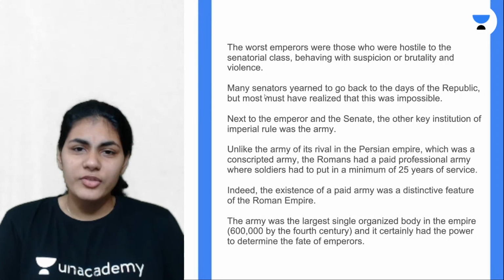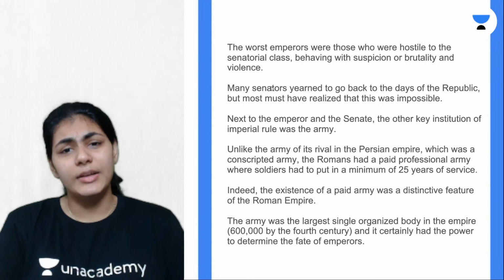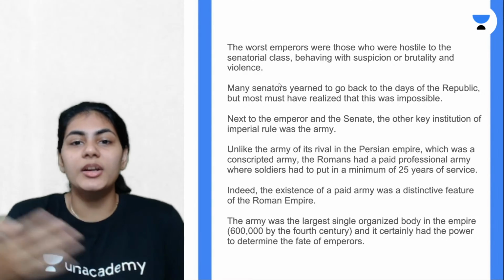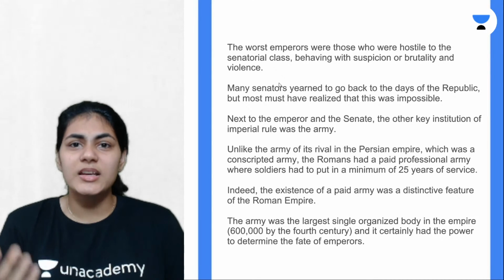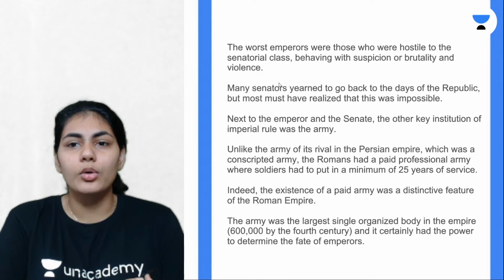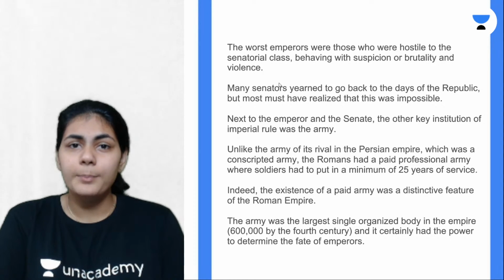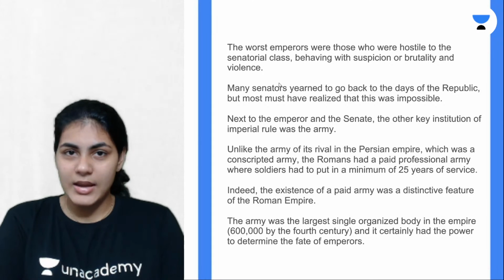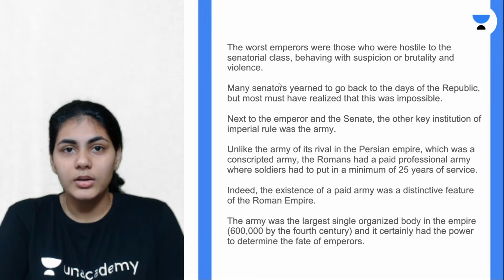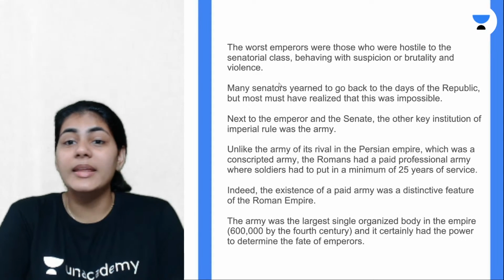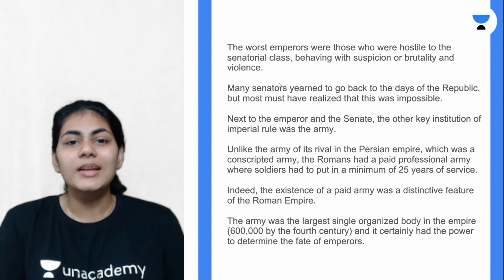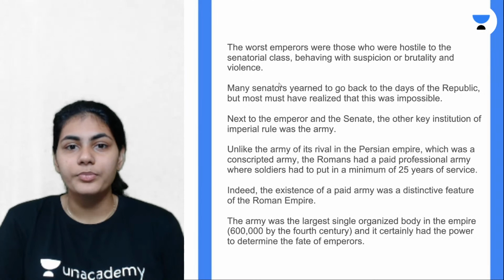So all of these senators, sometimes they did not like the emperor. Because if the emperor is not treating them properly, then obviously the senators did not like the emperor back. So in those cases, they desperately wanted to go back to the republican days, the previous republican form of government, but they know that it is impossible, because they don't have the power anymore. They wanted the republican form of government, but they can't do anything about it. Going back is impossible. They knew that, but still they were desperate.